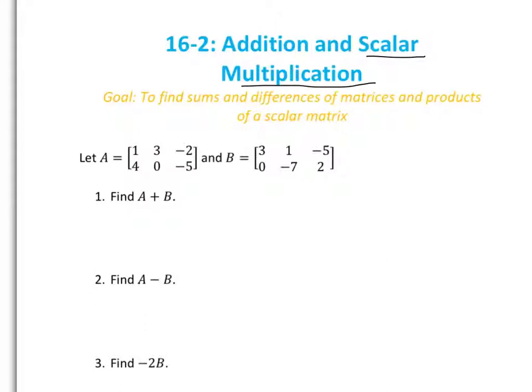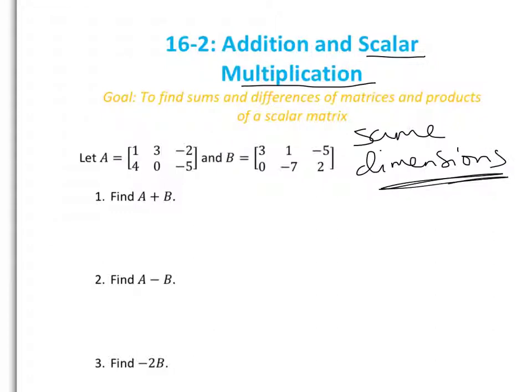Anytime you have to add or subtract matrices, just like whenever you want to set them equal to each other, they have to be the same dimensions. Same dimensions, real important, 2 by 3. To start, we have to find A plus B for number 1. That means you just add them together. If you add a 2 by 3 matrix to a 2 by 3 matrix, you end up with a 2 by 3 matrix.